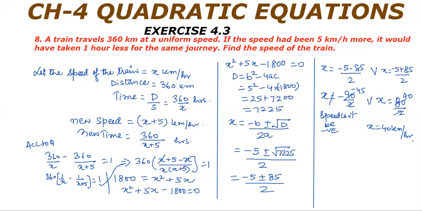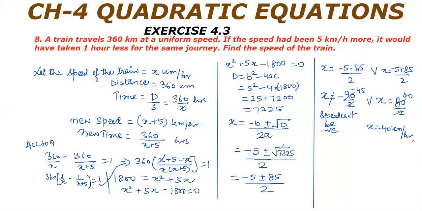Plus minus square root 7,225. And you should know that this is the square of 85. How will you calculate? Let's see. If you have 25 at the end, this would be a very easy one to calculate. 25 means the unit place is going to be 5.